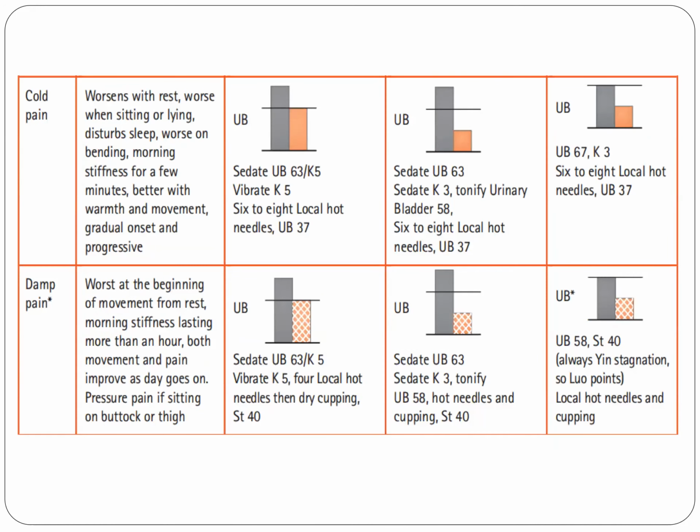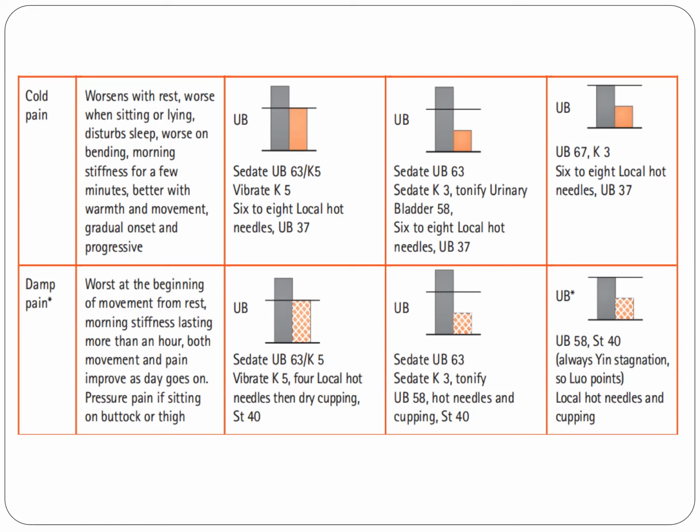Now, cold pain: worsens with rest, worse when sitting or lying, disturbed sleep, worse on bending, morning stiffness for a few minutes, better with warmth and movement, gradual onset and progressive. So the bladder yin is in excess. So we need to sedate the urinary bladder using points bladder 63 or kidney 5. We vibrate kidney 5, six to eight local hot needles, bladder 37.